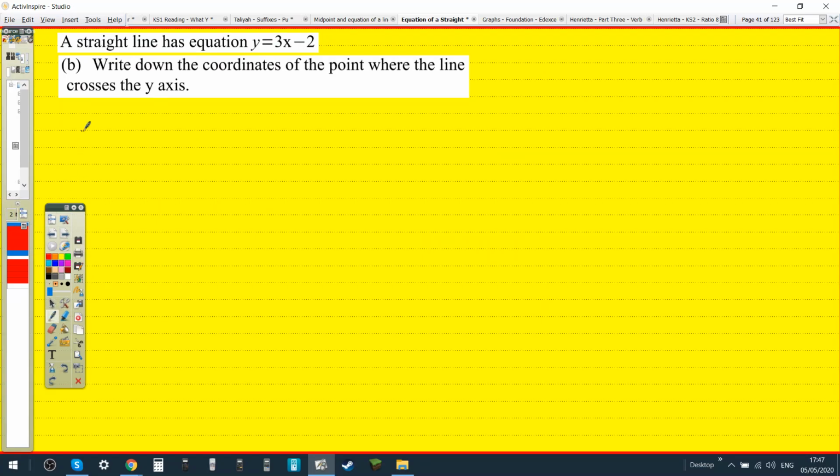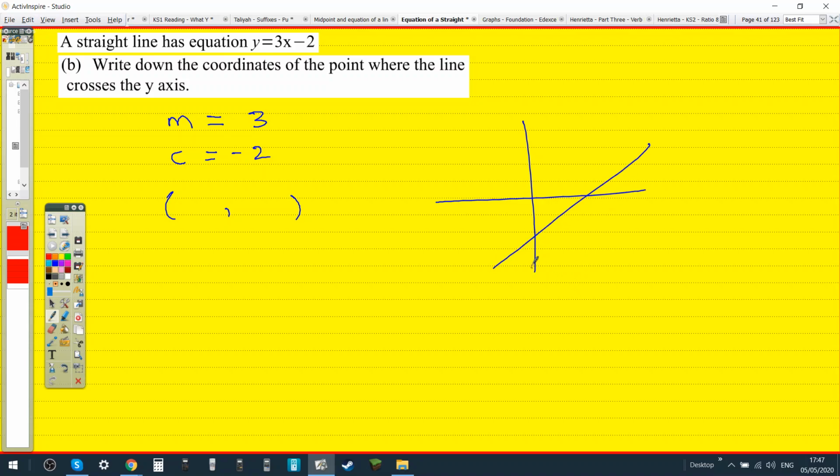Okay, how about this one? Gradient, intercept. The gradient is 3. The intercept is minus 2. And so what are the coordinates of the intercept? 0, minus 2. So the x is 0 and the y is minus 2. Yeah, so the x is always 0 for that one.